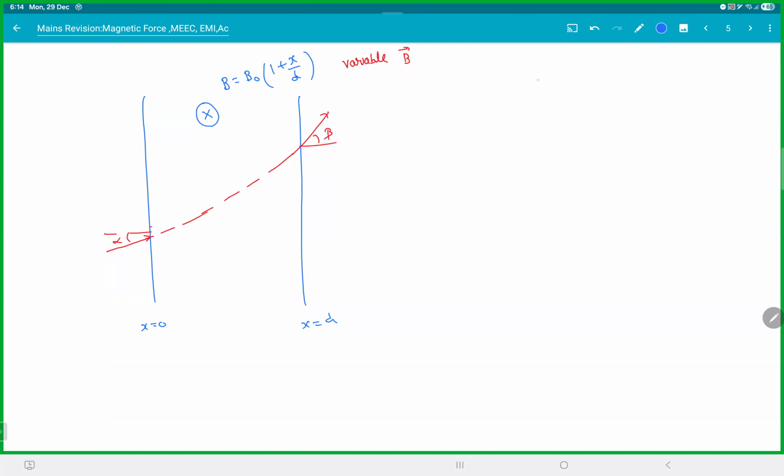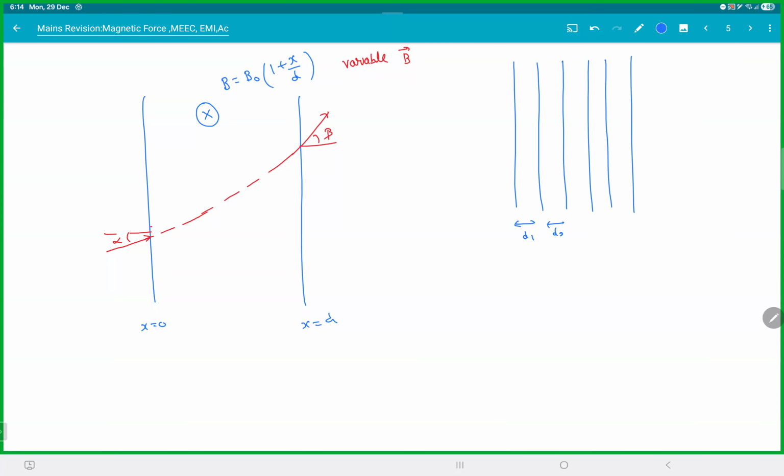See, think of like this. If you divide this into multiple layers, let this distance be d1, let this distance be d2, d3, b1, b2, and so on. So when you're entering, if this angle is alpha, let's say when you enter here, it is theta 1, because the dx is small. So you enter with alpha.